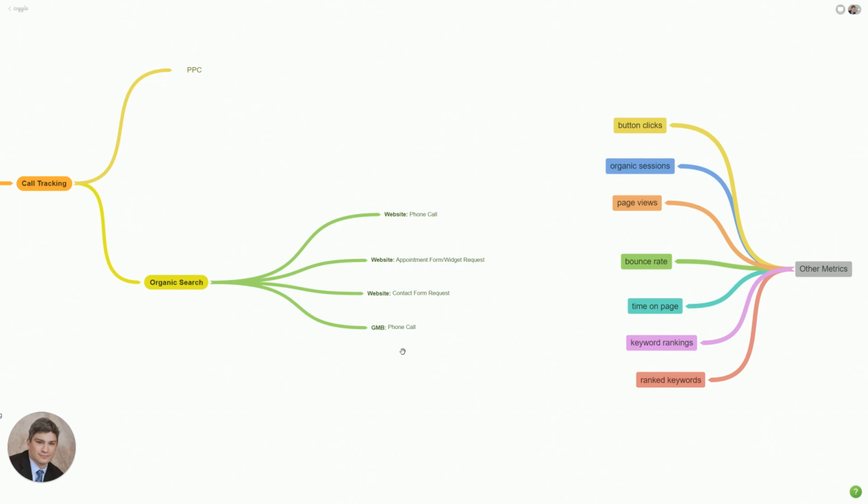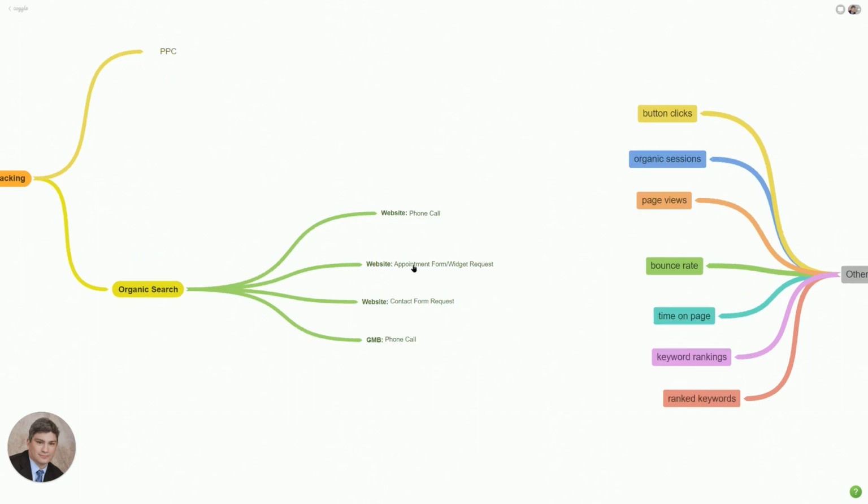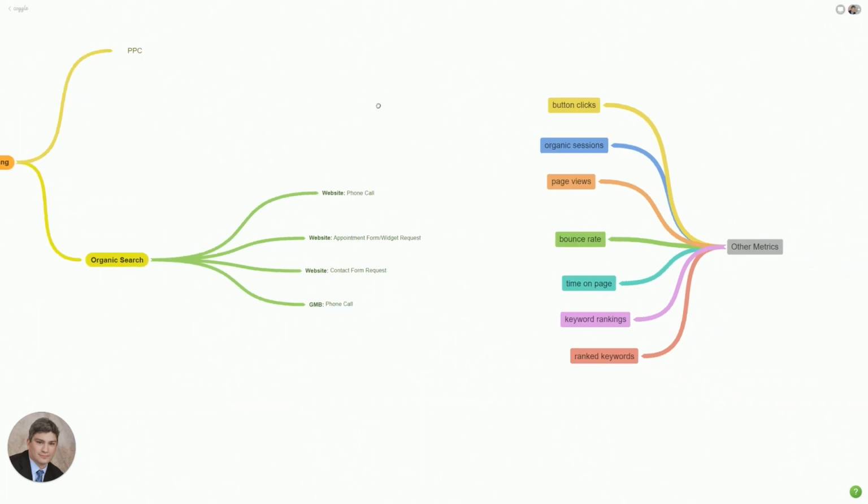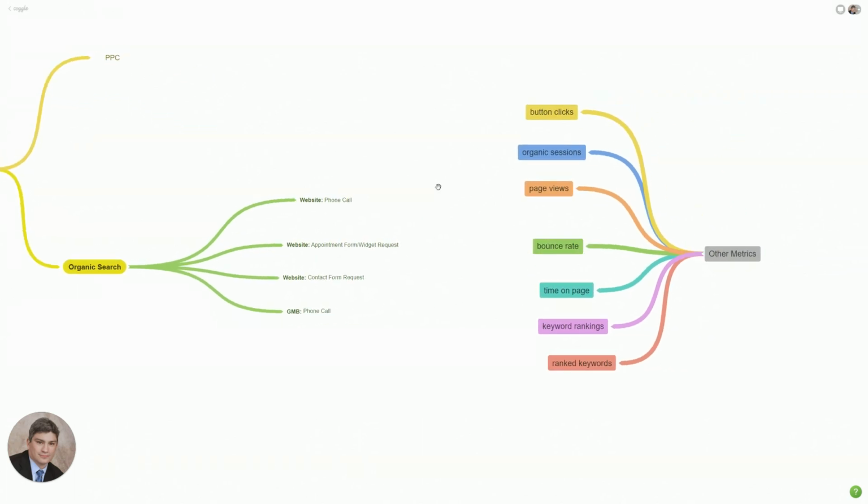Obviously, yes, your front desk is in here. Whoever's managing your phone calls certainly is the person in between. But as far as internet marketing goes, the idea is that we want to get you to the point where you're getting these website phone calls, these widget requests, the appointment form, contact, and phone calls. So let's take a look at these other metrics, which are vanity metrics.